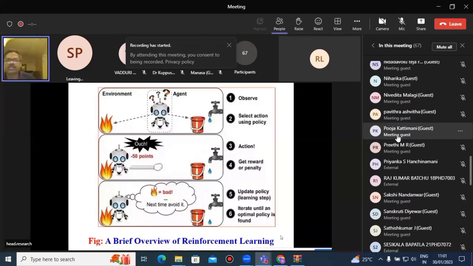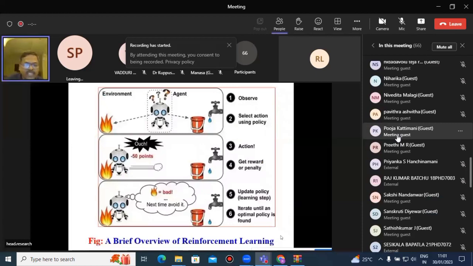Now, according to the instructions, the robot agent performs the actions. The agent is observing the fire on the right side and the bucket full of water on the left side. As a user, you are giving instructions to the intelligent agent. First, observe and select the action using the policy. Third step, action. Suppose it went to the right side and the agent gets hurt, so we reduce 50 points. Then the fourth step, get reward or penalty.